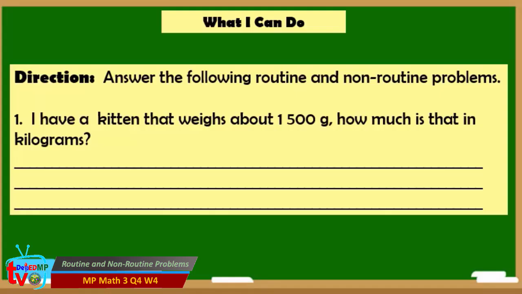What I can do. Direction. Answer the following routine and non-routine problems. Number 1. I have a kitten that weighs about 1,500 grams. How much is that in kilograms?